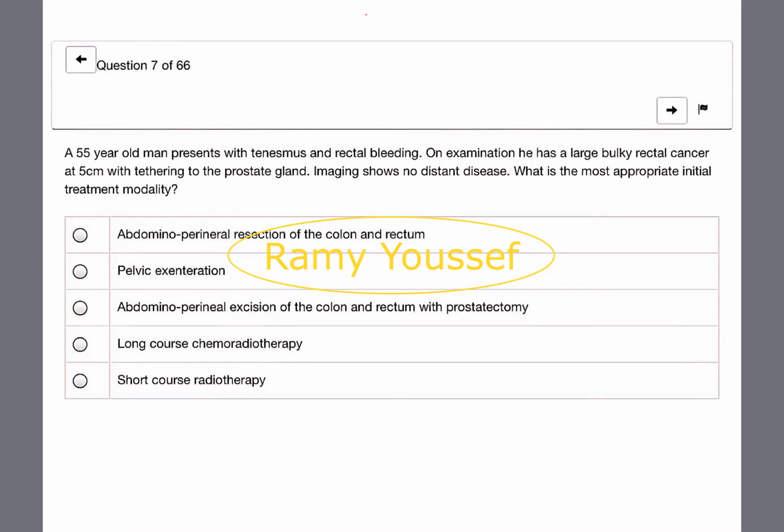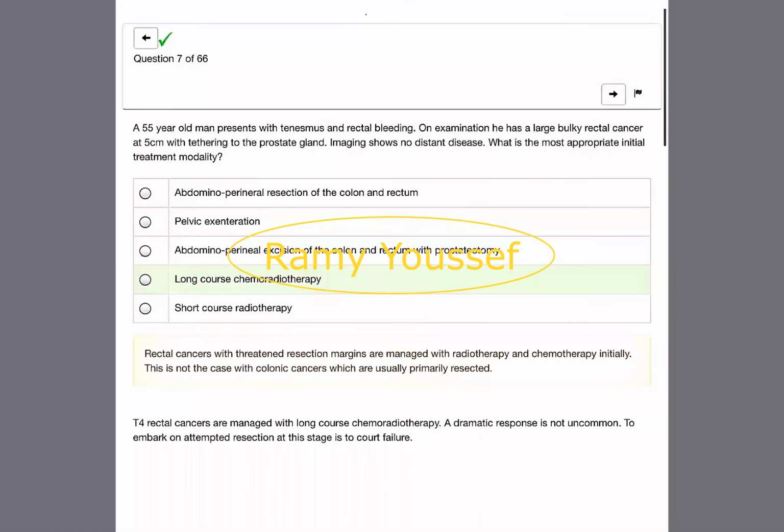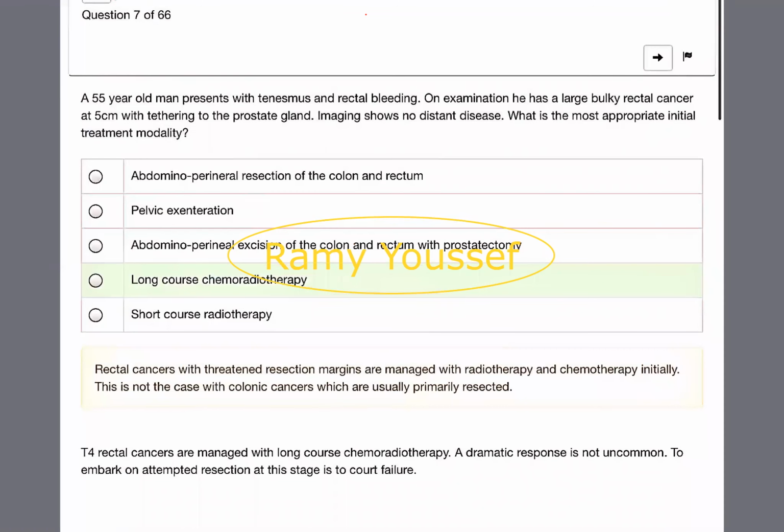What we do here is try to decrease the size of the mass and downstage this cancer, so we can go for the definitive treatment, whether it is palliative or abdominoperineal resection. We have to decrease the bulk of this tumor with chemoradiotherapy first, followed by the definitive treatment. The rectal cancer here is threatening the resection margin, and threatened resection margins are managed with radiotherapy and chemotherapy initially.